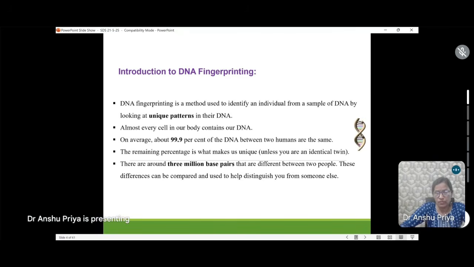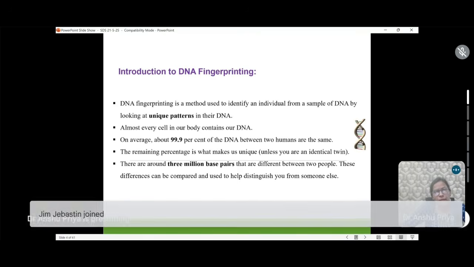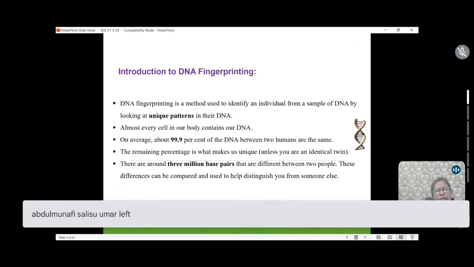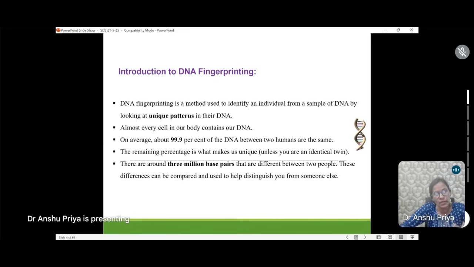I already told you that every cell of our body contains DNA, and 99% of DNA between two humans is the same. So where is the variation? The variation is only 0.1%, and due to this 0.1% variation, we are different from one another. If you calculate 0.1% of the total 3 billion base pairs, that leads to 3 million base pairs. So there are 3 million base pairs of difference between two people, and that difference is compared and used to distinguish you from someone else.